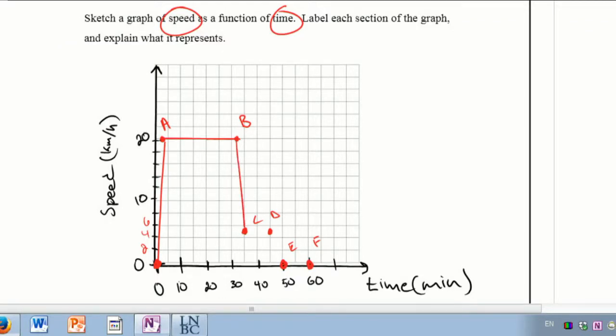Draw a line down here from C to D. She took a little slow down to 5. This is not working well. So point there, point there. She slowed down again, and then from E to F, she was stopped.